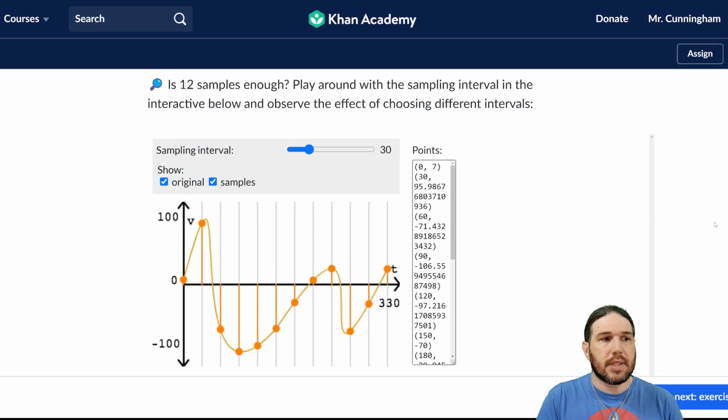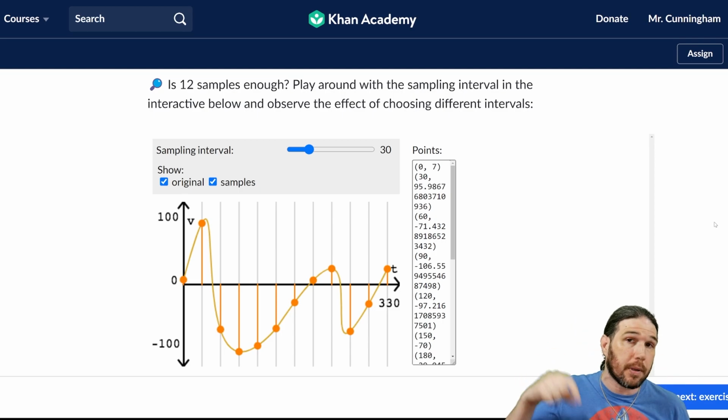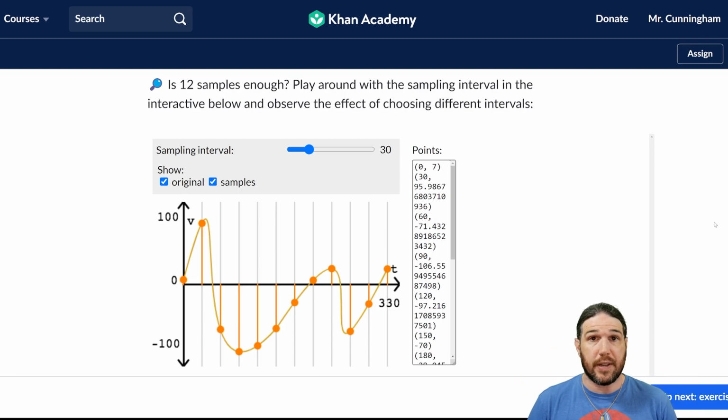Is 12 samples enough? Play around with the sampling interval in the interactive below and observe the effect on choosing different intervals. I will, of course, put a link to this article in the description of this video, so please feel free to go in and mess around with it on your own.